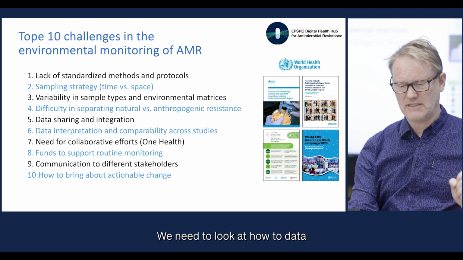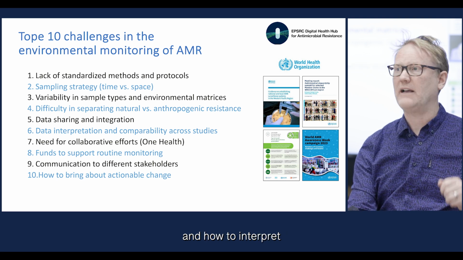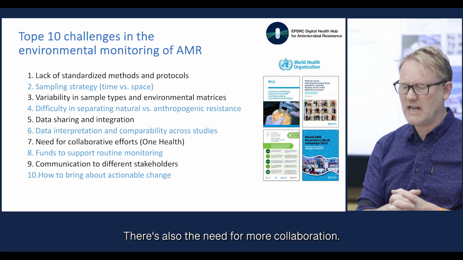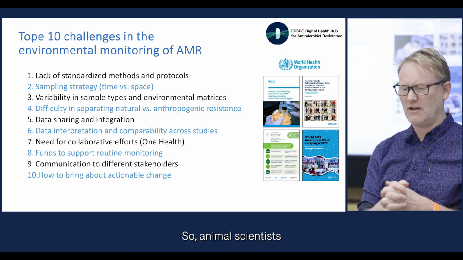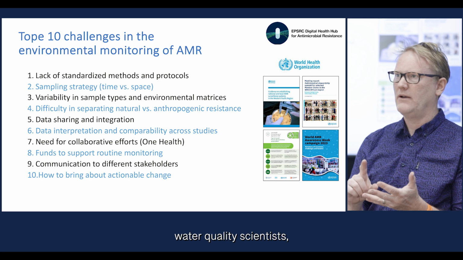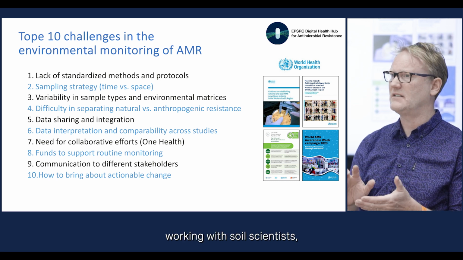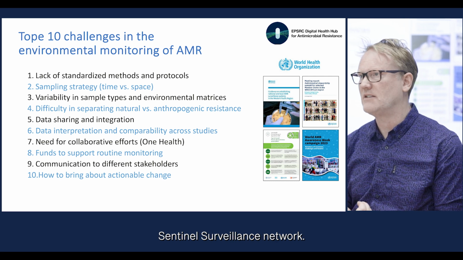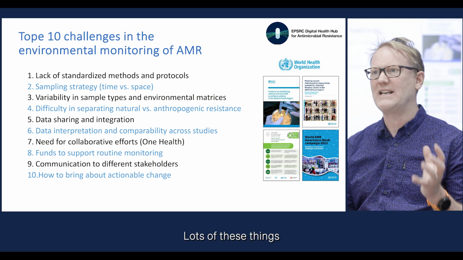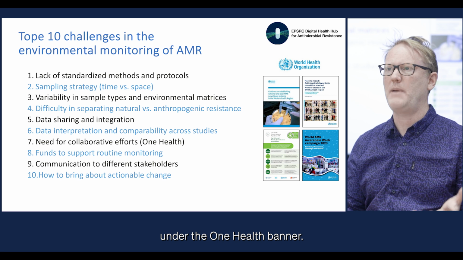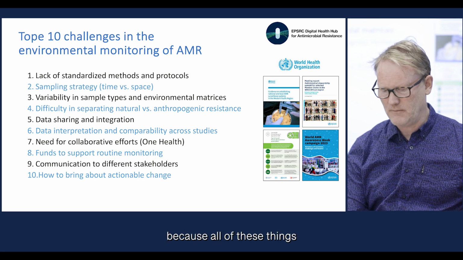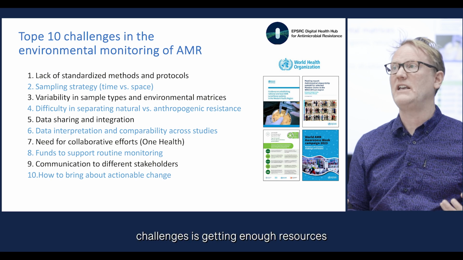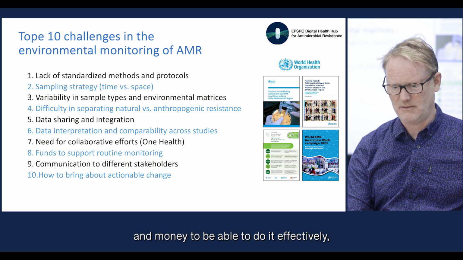We need to look at how to share and integrate data, how to interpret it, and how to compare different studies with each other. There's also the need for more collaboration. So animal scientists working with water quality scientists, working with soil scientists, working with crop scientists, working with clinicians, working with the GP Sentinel surveillance network. Lots of these things need to go together under the One Health banner. We can't do it alone because all of these things connect to each other now. And also, one of the key challenges is getting enough resources and money to be able to do it effectively.